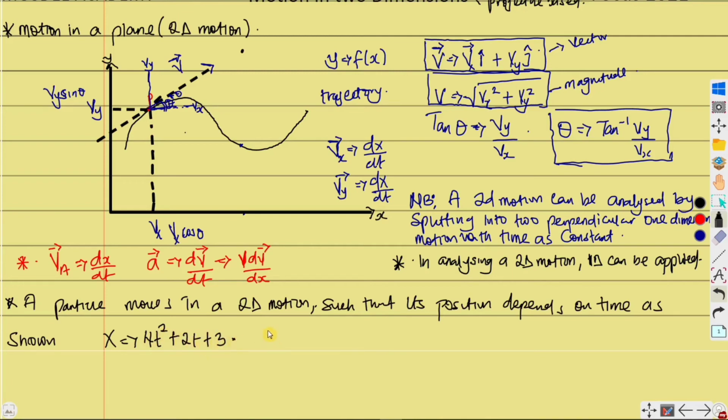First question: find the velocities at t equals 2 seconds. So we have two equations. This is the first one. The second one is y equals 5t plus 7. So these are the questions that we have before us that we are going to solve.